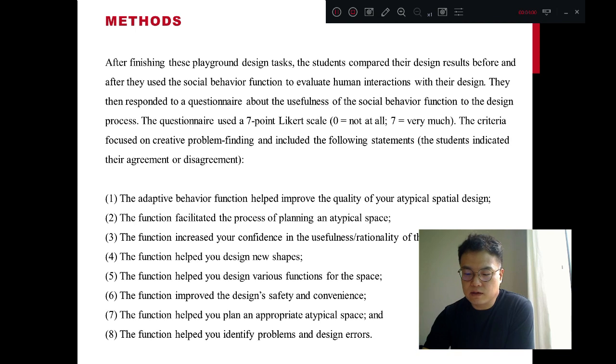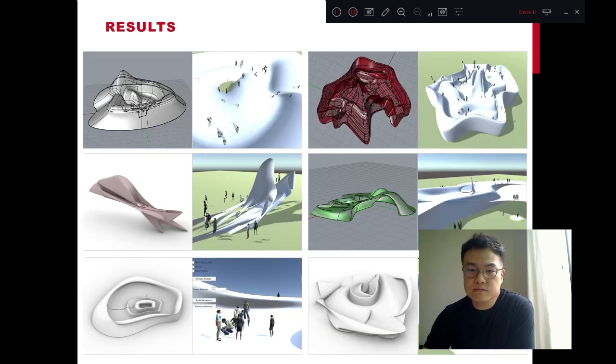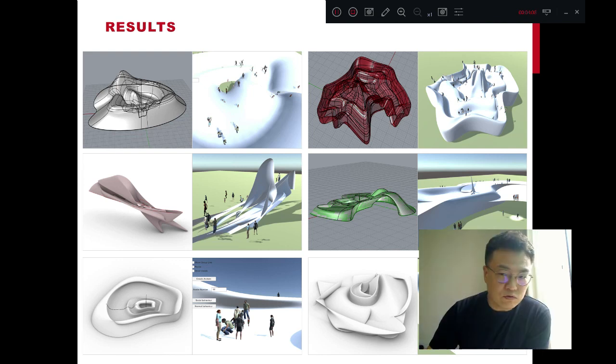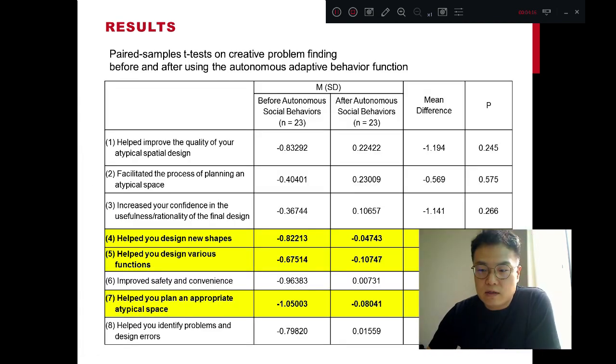So next, this is the result. On the left are some designed student works, and the right part is a simulation. The BB simulations. Okay, that is the result.